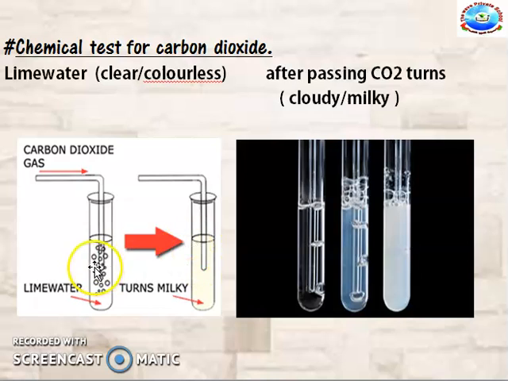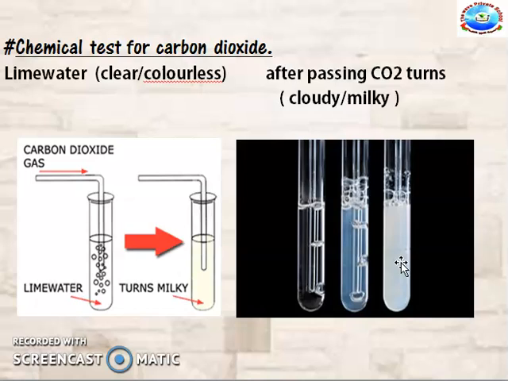See now student, this is the first clear solution. Look here, in this image you can see the first test tube. In the second test tube, after passing carbon dioxide, there is presence of bubbles and the solution is turning milky. After some time you can see the solution has completely turned milky. You can see the difference. This is clear, this is getting a little milky, and this has become totally cloudy and milky. So this third test tube says that there is presence of carbon dioxide.